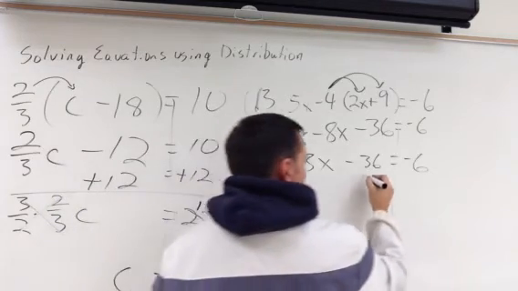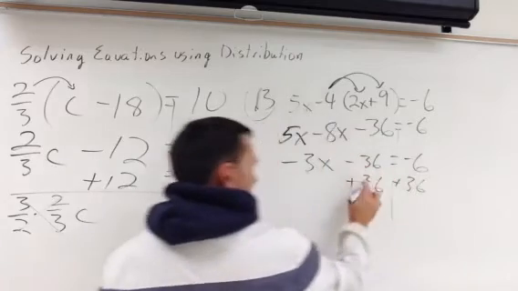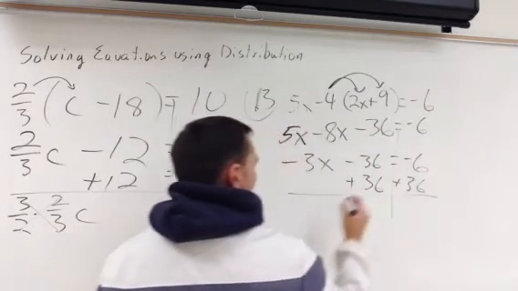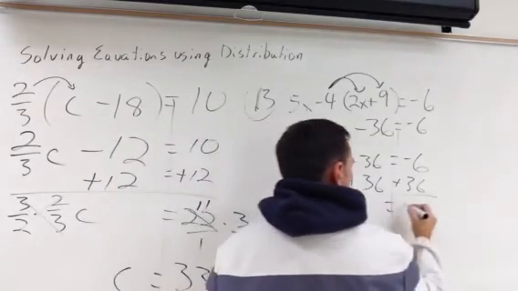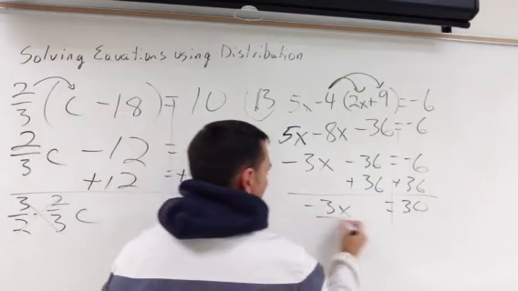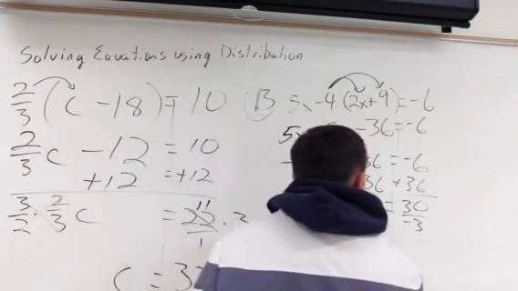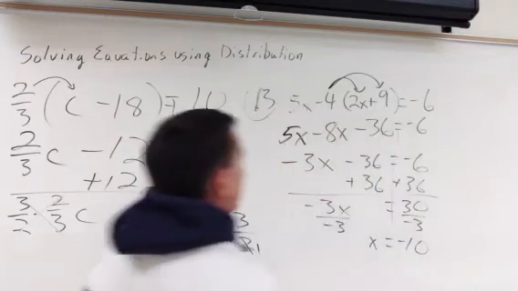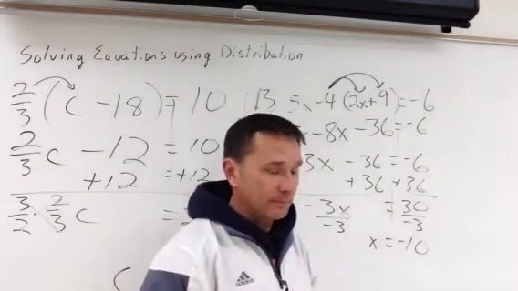Now you can add opposites. The opposite of a minus 36 is plus 36. We'll now end up with negative 3x equaling 30. And then our last step is divide by negative 3. And we get an answer of negative 10. And when we plug it back up there, it will work out where we get a negative 6.